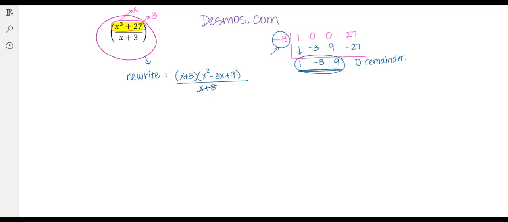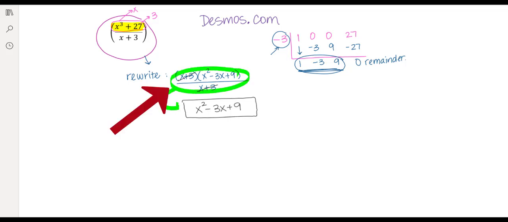Then I believe these factors of x plus 3 will divide to 1, and that leaves me with a quadratic x squared minus 3x plus 9. I've rewritten this original expression, and I'm going to make sure that this step is equivalent as well as the final answer being equivalent. Okay, so I'm going to open Desmos.com, which is our online graphing tool.